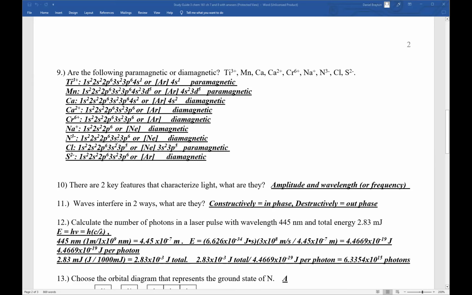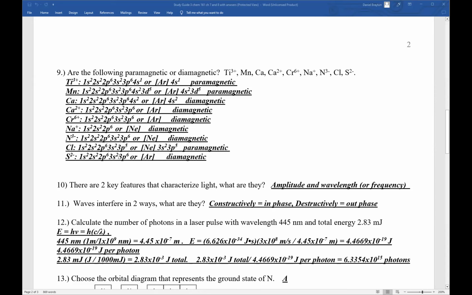So it's normally 3s2, 3p3, but if it's a -3, you add 3 electrons in, and that gets you to p6. Again, another noble gas, and those are all paired up and diamagnetic.